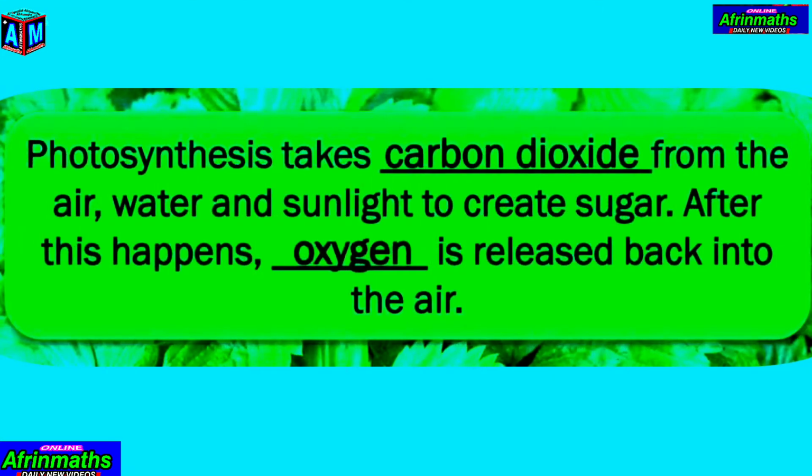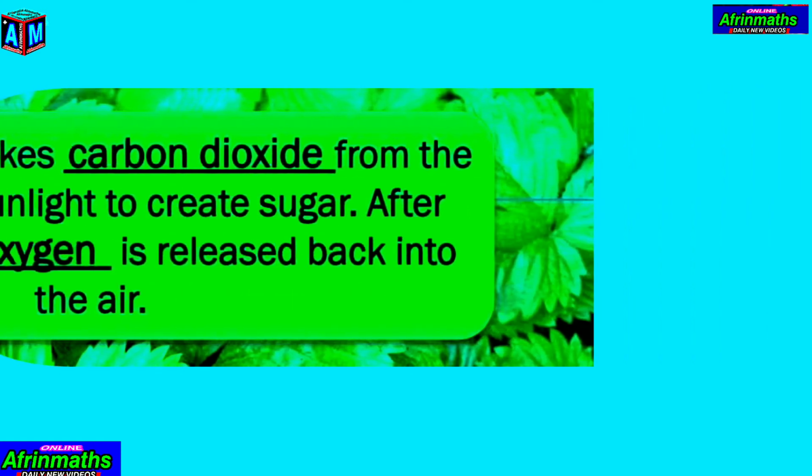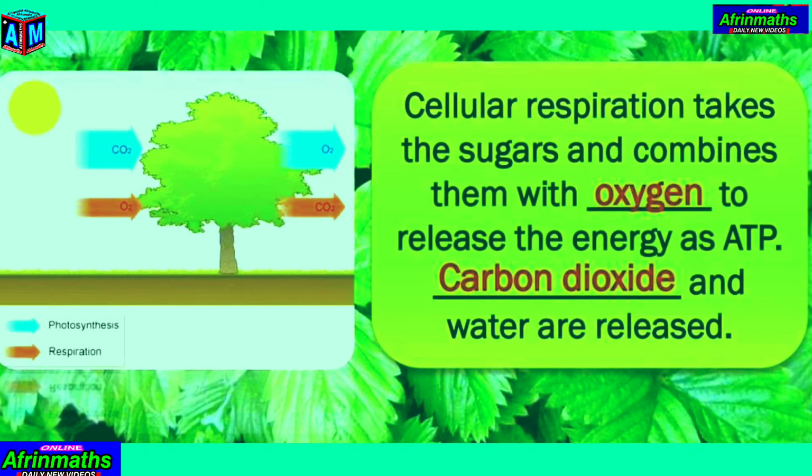Here, photosynthesis takes carbon dioxide from the air, water and sunlight to create sugar. After this happens, oxygen is released back into the air, or in the atmosphere that we breathe in. Whereas cellular respiration takes the sugars and combines them with oxygen to release the energy as ATP, while carbon dioxide and water are released.